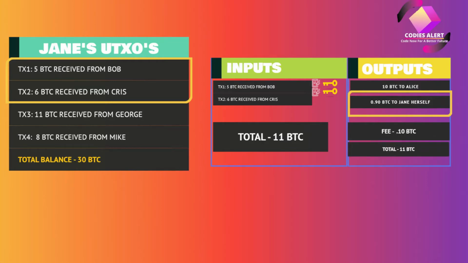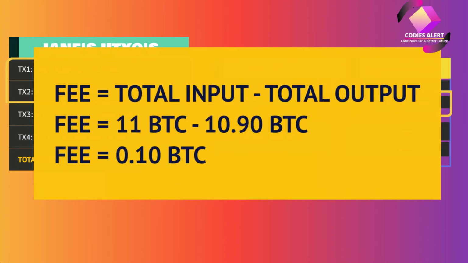Since miners are keeping the blockchain secure by contributing their computational power, this fee is their incentive to keep the network up and running. One important point to note: if you do not create the change transaction of 0.90 Bitcoins to Jane, the miner will get 1 Bitcoin in fee. The miner collects the fee based on total input minus output. You don't want to pay a huge fee to the miner, so the change transaction to yourself is very important.